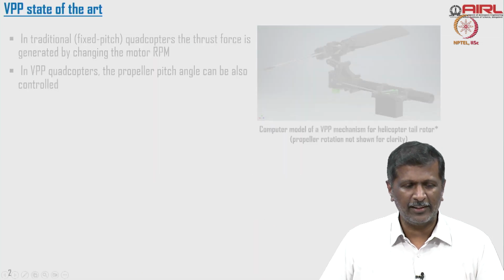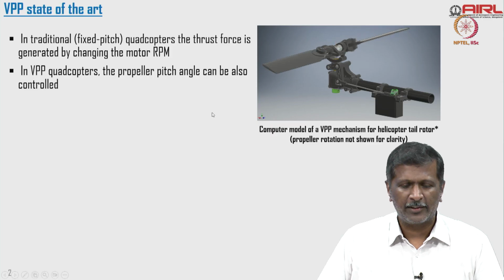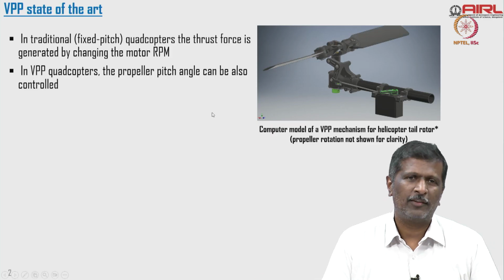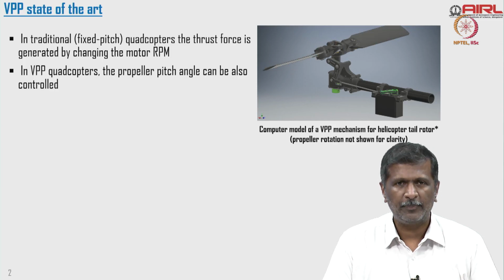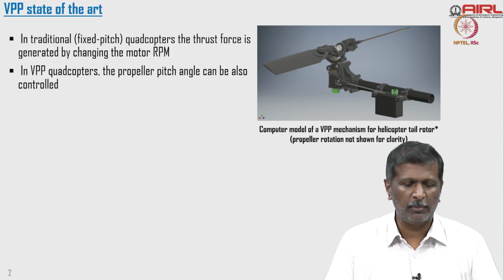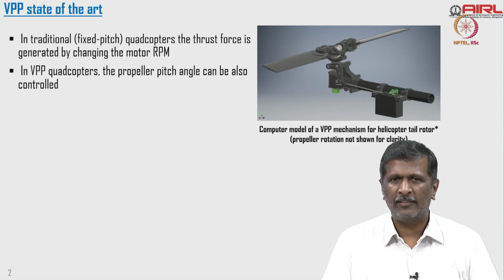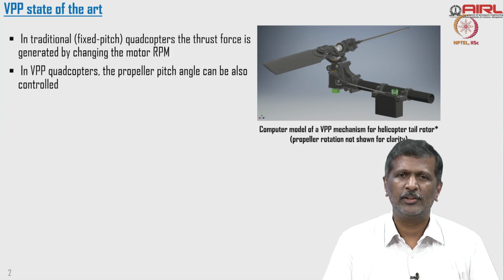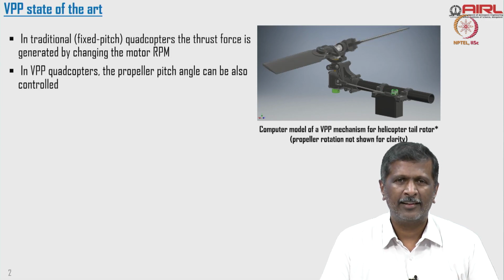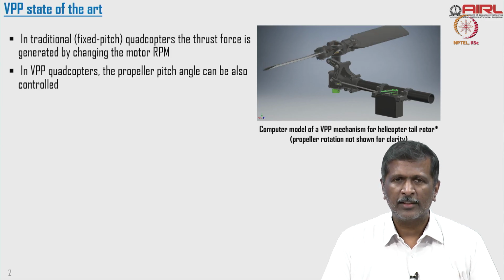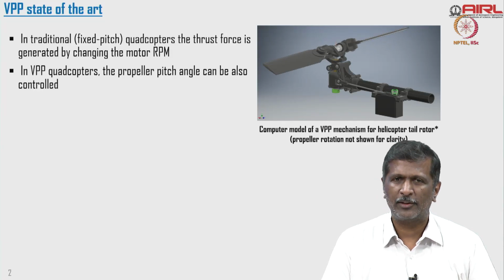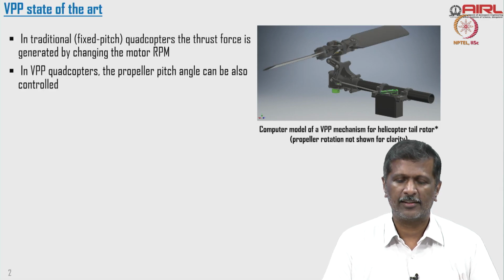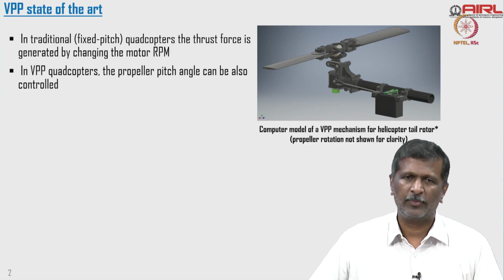Right? Now let's try to understand what variable pitch means. Traditionally, our quadcopters have a fixed pitch. We only vary the RPM to generate the thrust force. Variable pitch quadcopters are the ones where you can change the pitch angle in addition to RPM. This is more like a helicopter tail rotor, right? So you can change the pitch and you can also control the RPM. So you have two inputs. You change the pitch, you change the thrust. You change the RPM, you also change the thrust. So there are two inputs to get the same output.